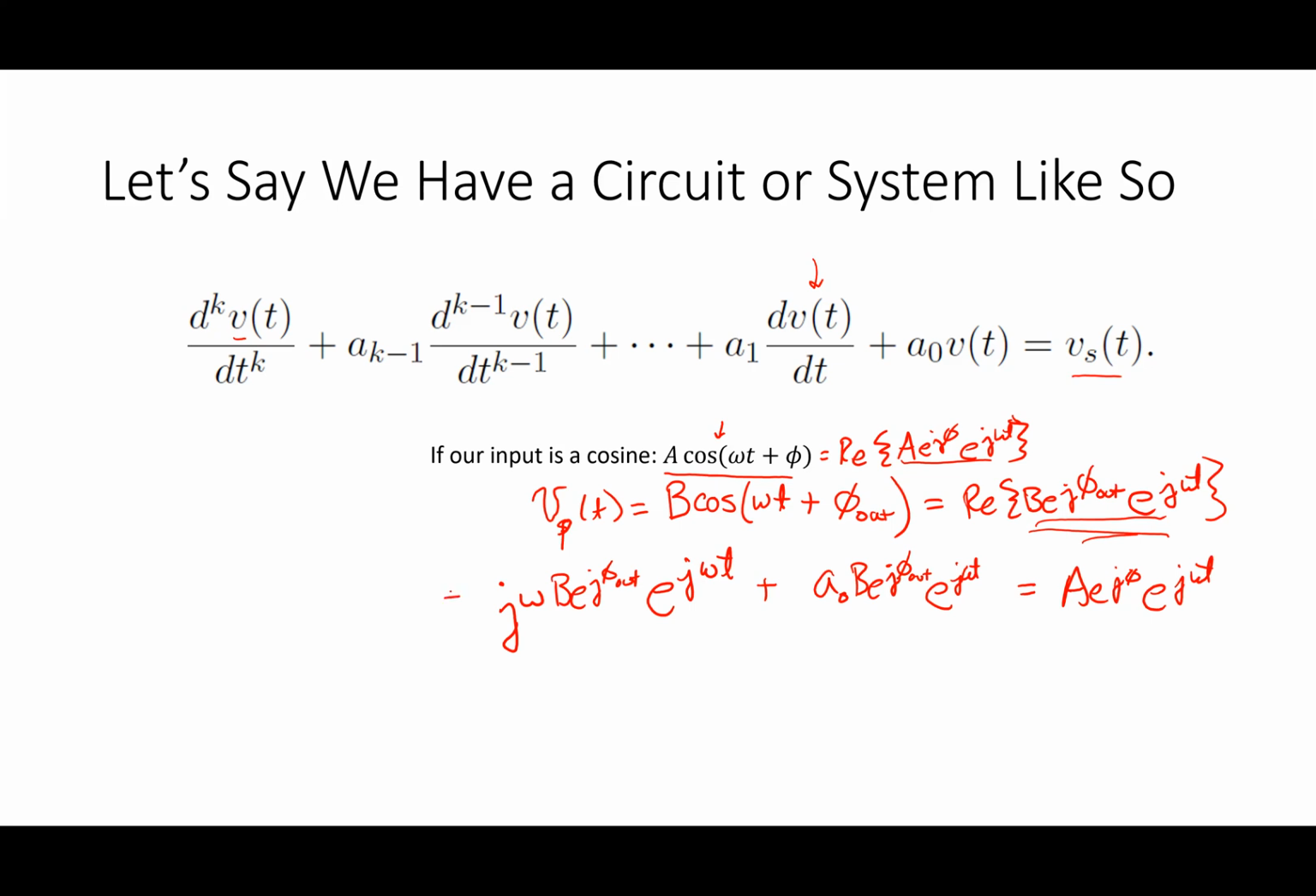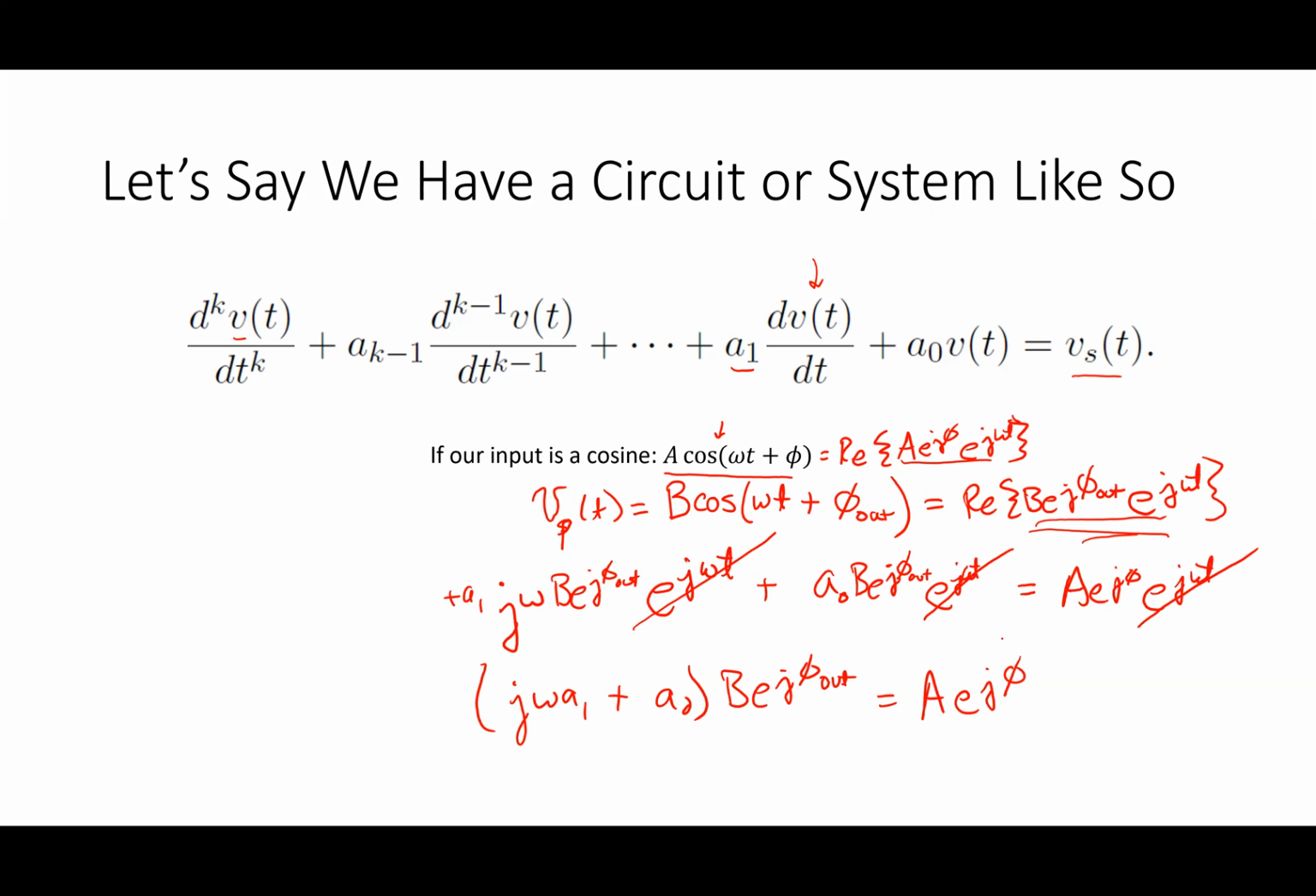Now, I could keep going for all these other terms. What happens to all the e to the j omega t terms? They all cancel out. And what I get here is essentially j omega B e to the j phi out. In fact, I can factor this a little bit: j omega, and there was an A1 in front of this guy, so let me put that A1 there, plus A0 times B e to the j phi out equals A e to the j phi.